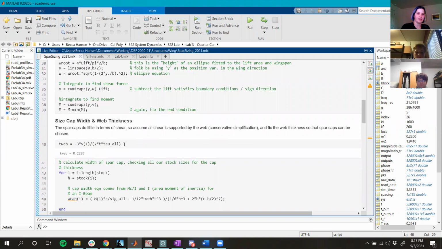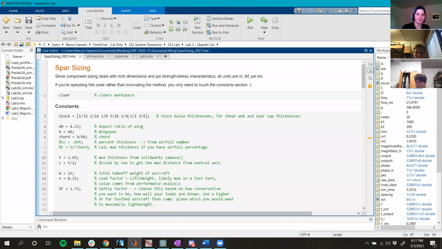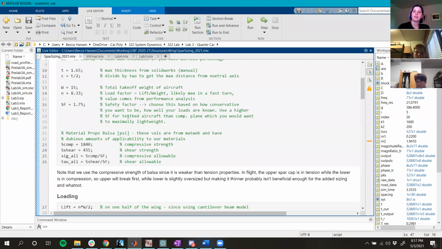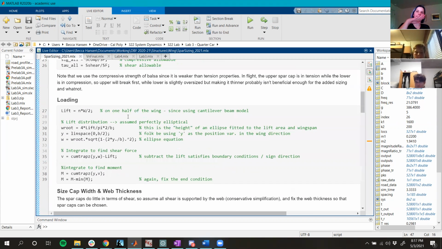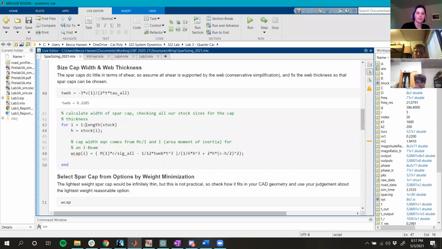So yeah, these are just ellipse equations and math. Then you have stress equations that you will learn about in 204. You have the shear web thickness you can calculate from the shear force and the cross-sectional area. We had all these stock sizes. If we're building it all out of balsa, the thickness of our spar caps has to be a stock thickness. So we run through all of these options in this little for loop.